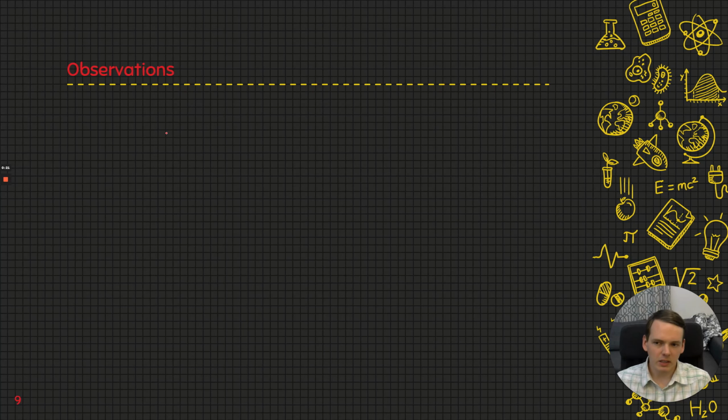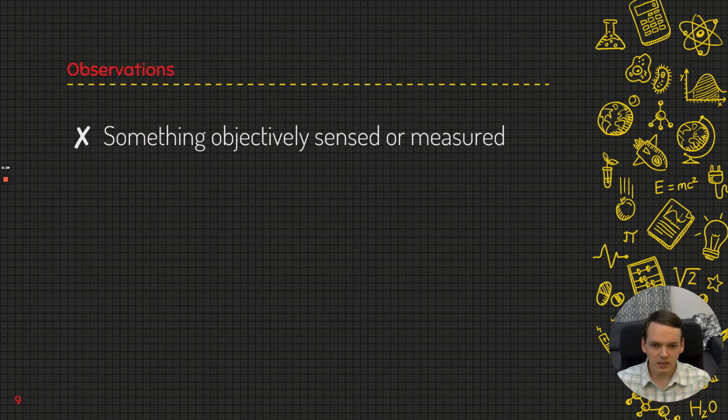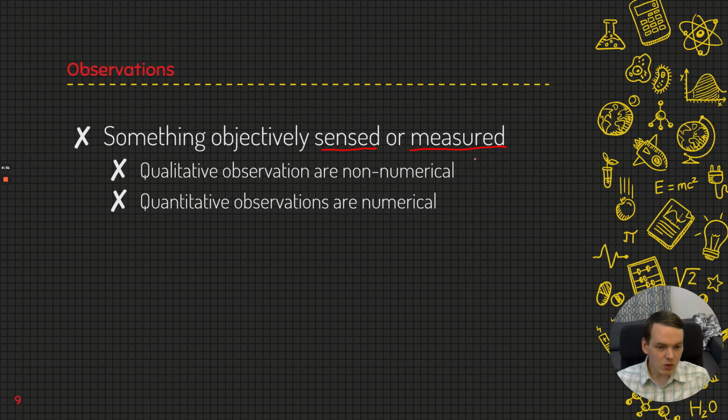When we talk about data collection, we're talking about observations. And observations are something that are objectively sensed or measured. There are two kinds of sensing or measuring that we can do. We can do qualitative observations, which are non-numerical, and quantitative observations, which are numerical. An example of a qualitative observation would be saying the sky is blue. An example of a quantitative observation would be the desk is 30 centimeters wide.